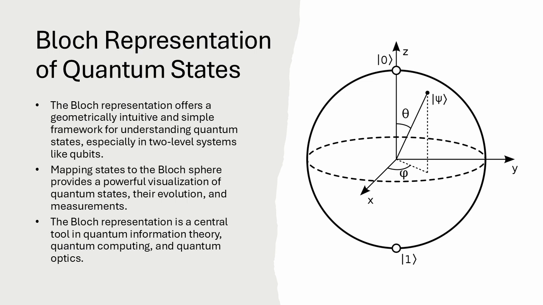When we perform operations on a qubit, like flipping it or rotating it, we're essentially moving its position on the Bloch sphere. Understanding these rotations is key to building quantum algorithms.